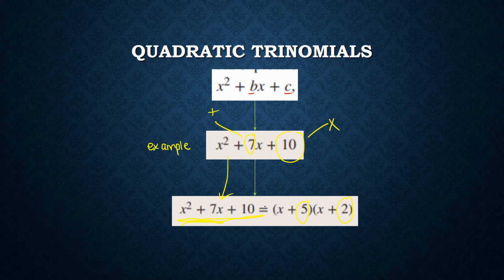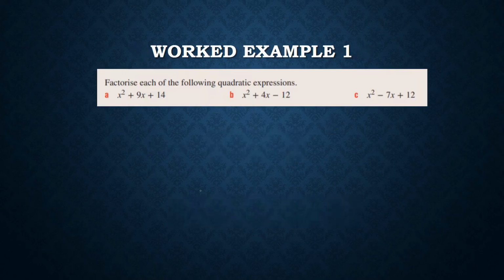So I'm not going to go into detail on this slide as to how we would do it step-by-step because I want to show you using a worked example. But I just want to show you the general idea. You know, over here, 5 times 2 is 10, but we need a positive 5 and a positive 2 to give me a positive 10. And we need a positive 5 and a positive 2 added together to give me a positive 7. That's what I need you to work your head around for this.